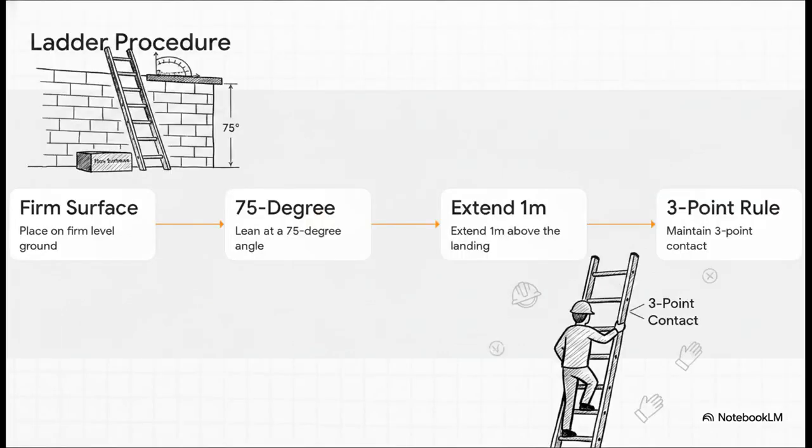A perfect example of a procedure is setting up an extension ladder. You can't just casually throw it against a wall and hope for the best. The mathematics here are actually incredibly precise. The written procedure dictates you must first secure it on a firm, level surface. Then you place it so the horizontal distance from the wall is exactly 1/4 the ladder's length, which gives you a perfect 75-degree angle. Next, you ensure the ladder extends a minimum of 1 meter above the landing platform. And finally, as you climb, you maintain 3-point contact at all times, meaning 2 feet and 1 hand or 2 hands and 1 foot are always firmly on the ladder.